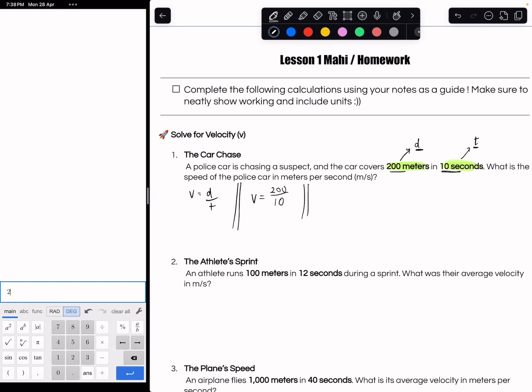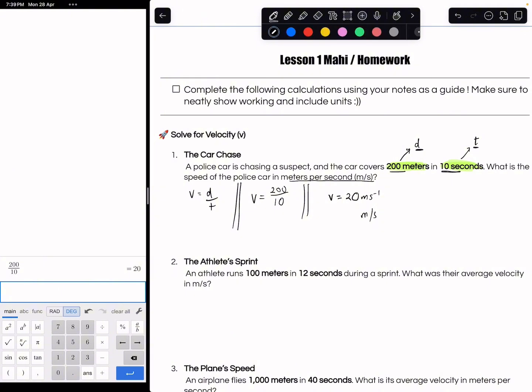Finally, we can enter this into our calculator. Some of you may not need a calculator if you're good with your mental maths. And so what we have here is V equals 20. Don't forget units, because 20 can mean anything, but we're looking at velocity, which is in meters per second. So I'm going to write meters per second. Okay, you can also write meters per second like this. Either is fine. So this is how you neatly show your working, so that you can look back at this and understand what's going on.